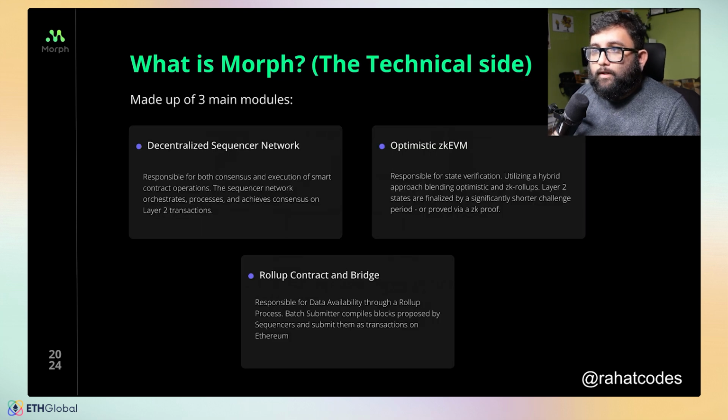Now, on the technical side, what is Morph? Morph is made up of three main modules. First, the decentralized sequencer network, the optimistic ZK EVM, and the rollup contract and bridge. Let's go through each of these things.